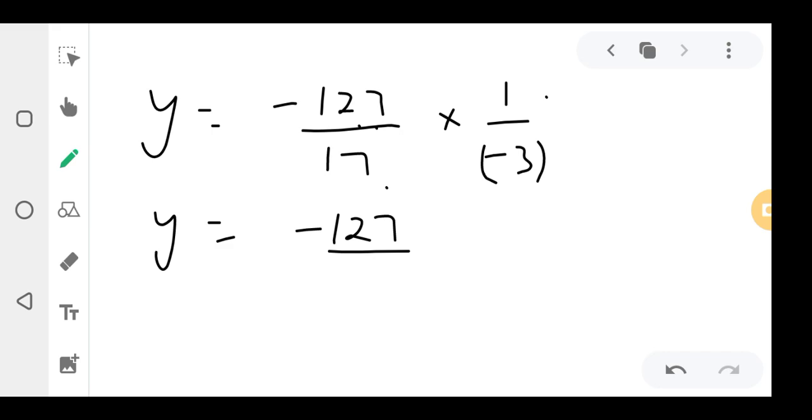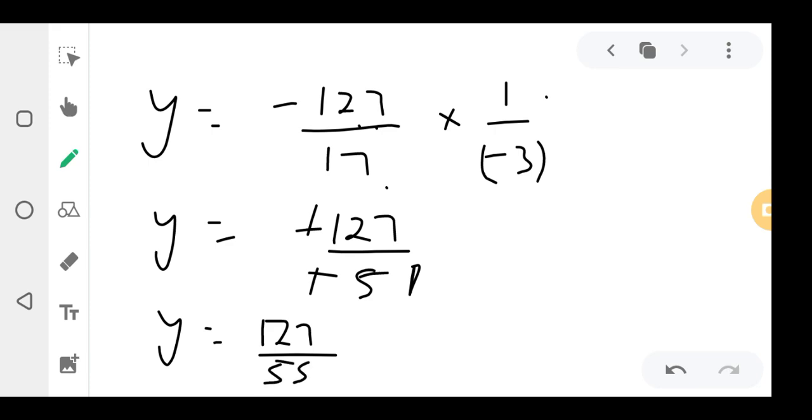What is 17 times negative 3? It will give me 51, so it will give me negative 51. So you cancel this negative and that negative since they are the same. So y is equal to 127 over 51. That's the answer.